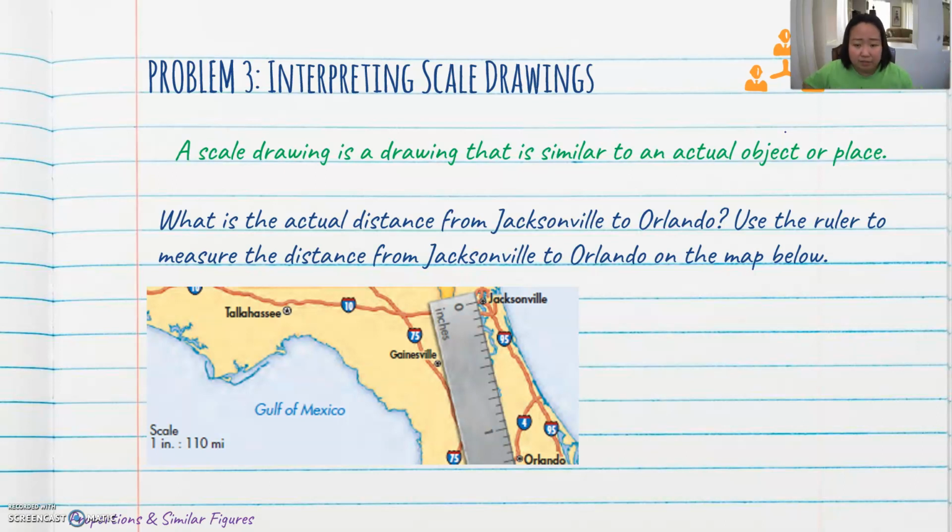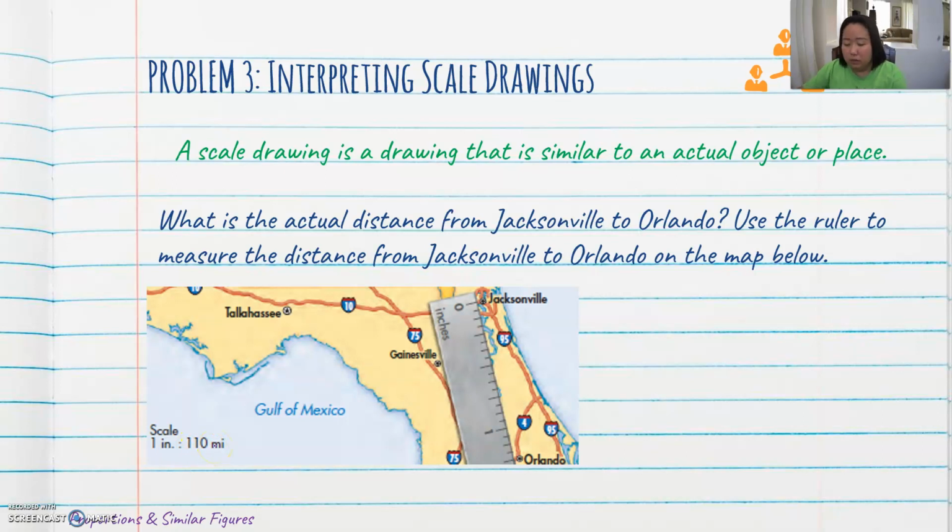So let's have an example here, and we are talking about a map. In this case, we have the map of Jacksonville to Orlando. We need to find the actual distance between those two places. As you can see here, Jacksonville is over here, and Orlando is right here at the bottom. So we can use the measurement from the ruler to get the distance between the two places. According to this map, the scale that we will be using is 1 inch on the ruler is always going to be equivalent to 110 miles, all right?